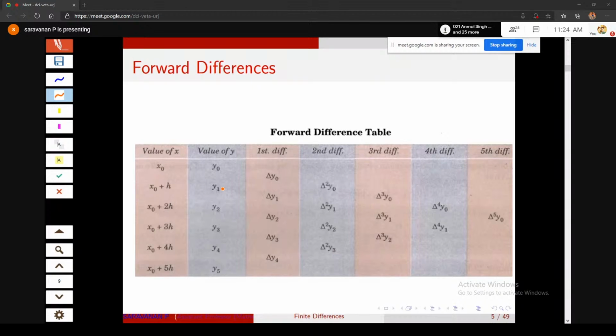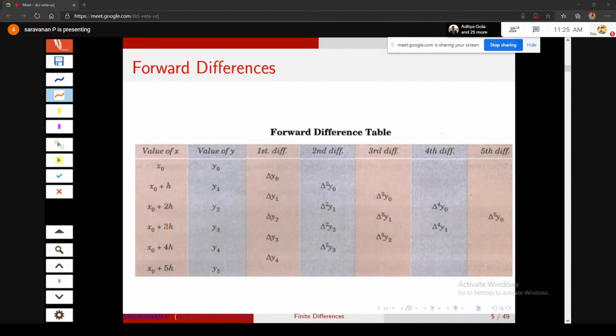The values are same. Y1 minus y0, you write it here. Y2 minus y1, you write it here. Y3 minus y2, right in between these two. Then y4 minus y3, y5 minus y4. Then similarly, this value minus this value, this value minus this value, this value minus this value, etc. Okay, write it like this, but only the notations are different.